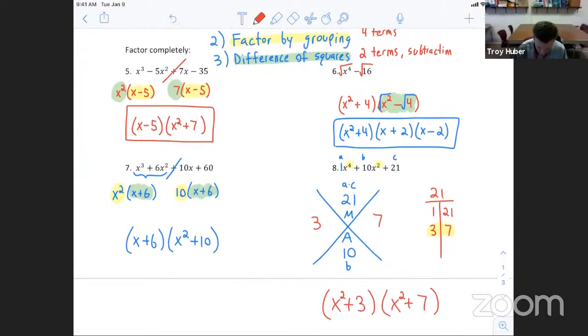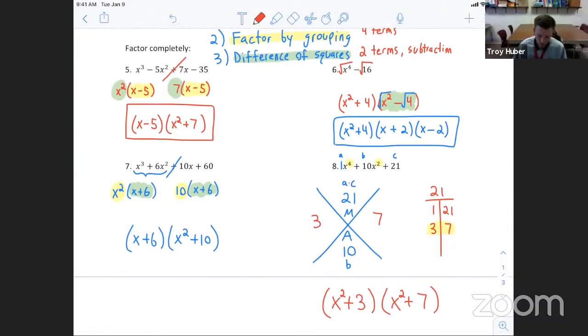All right, so these were our factoring problems that were 5, 6, 7, and 8. And I believe that's it for our review.